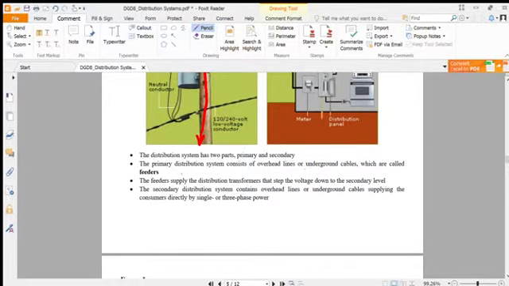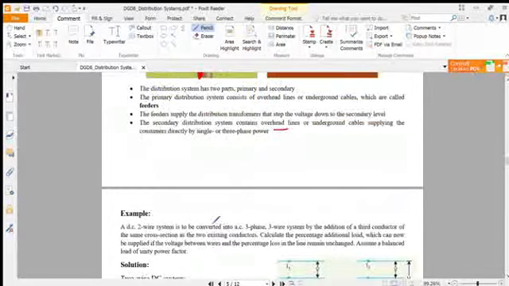So the primary distribution side is called the feeder, and the feeder supplies the distribution transformer, because there is a step down transformer to the distribution line. So it steps down the voltage to the secondary level, and the secondary distribution, it could be overhead or underground, depending on the geographical scenario, and it may be three-phase or single-phase power.